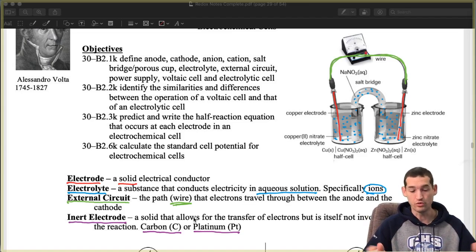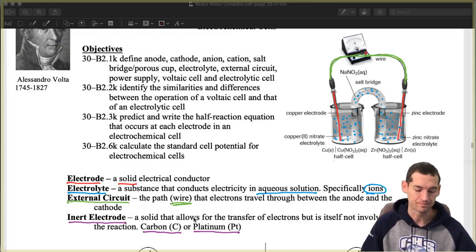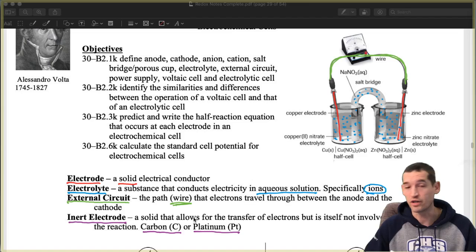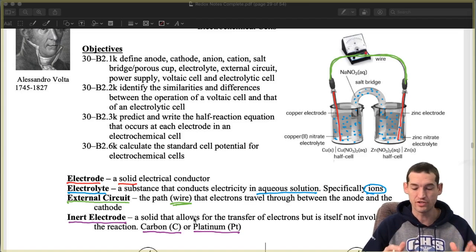Out of the two, I would say most of the time we pick carbon just because it's a heck of a lot cheaper than platinum. But there are some reactions that work a little better with platinum. Either one will work, and neither one of them will ever mess around with your reaction. So, all right, this is the first video.